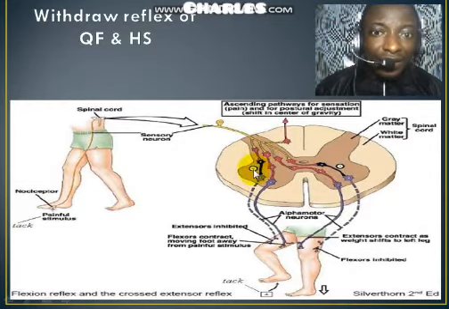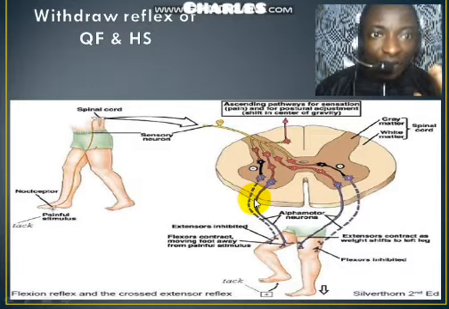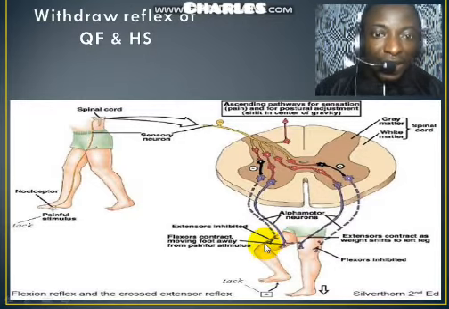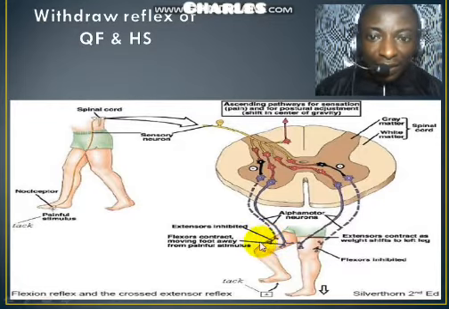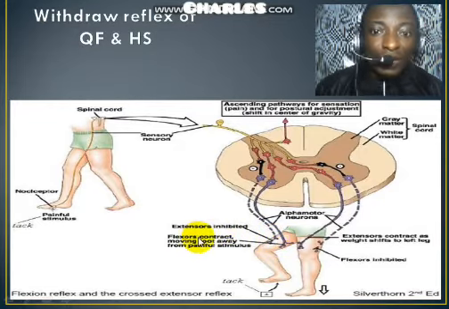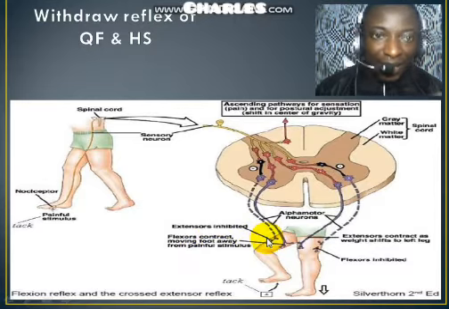Alright, the interneurons secrete inhibitory neurotransmitter. This inhibitory neurotransmitter is carried by the motor neuron or the efferent to the quadriceps femoris muscle. Alright, remember the muscles at the front of your thigh is the quadriceps femoris muscle. When this inhibitory motor command gets here, it causes these quadriceps femoris muscles to relax.